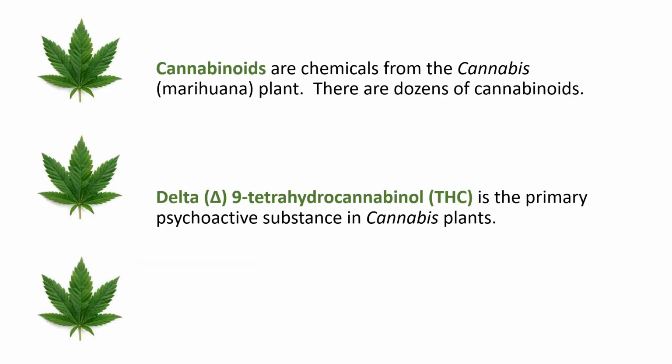First, let's define what we mean by cannabinoids. Cannabinoids are chemicals found in the cannabis or marijuana plant. There are dozens of cannabinoids. The most famous cannabinoid is delta-9 tetrahydrocannabinol, often just abbreviated as THC. Delta-9 THC is the primary chemical responsible for marijuana's psychoactive effects.